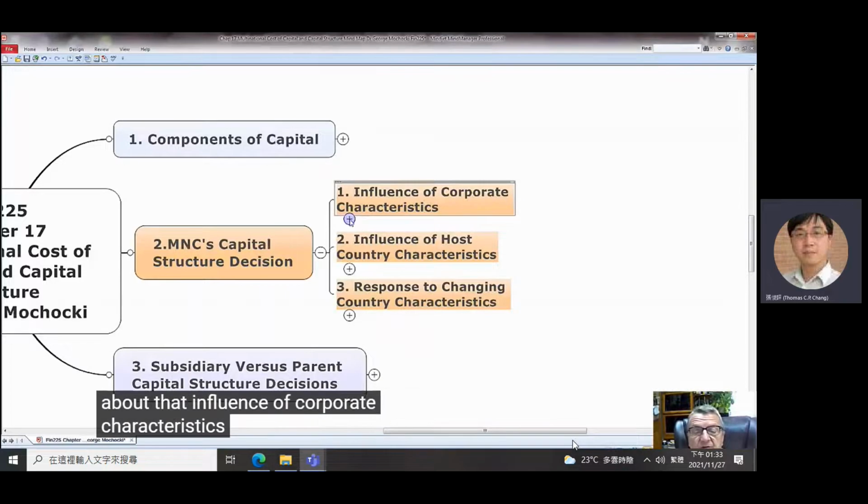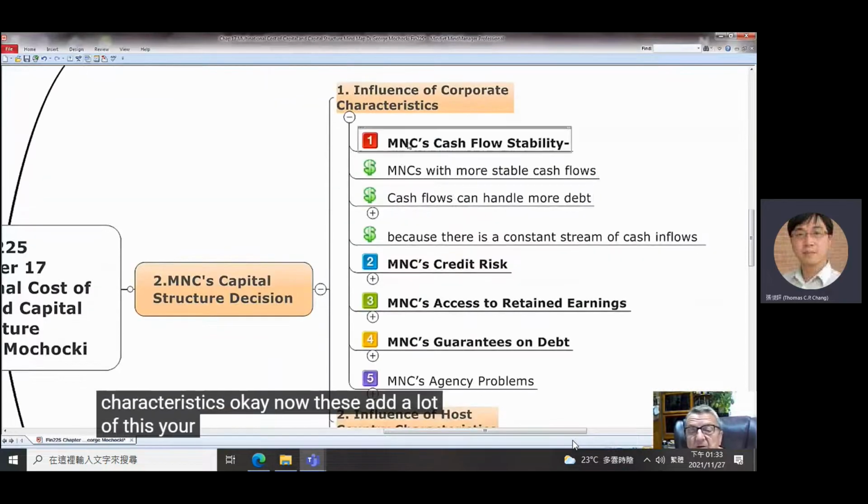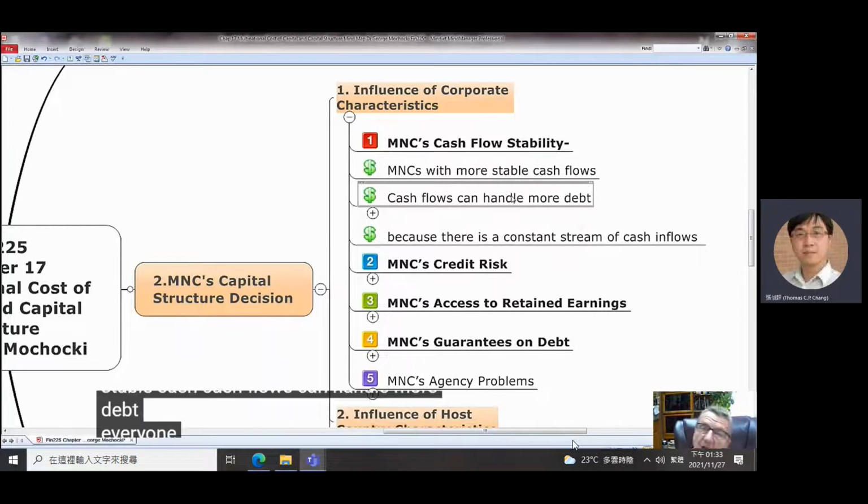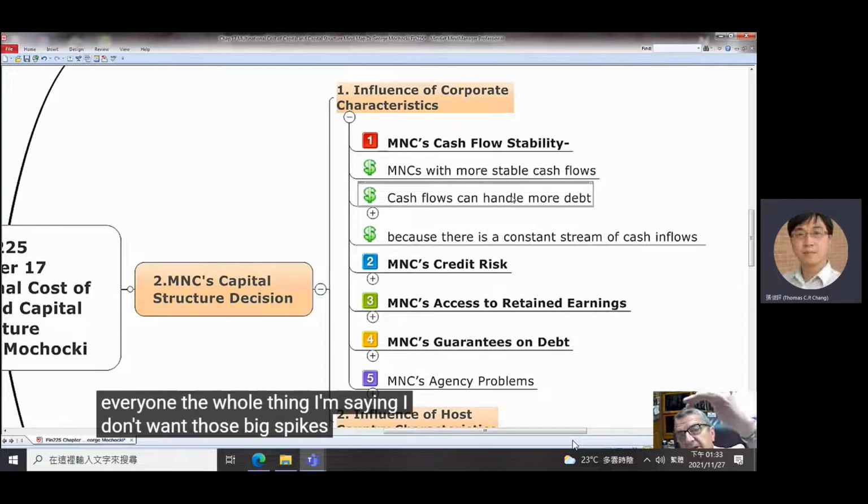Influence of corporate characteristics. Okay, and we've had a lot of this. MNC cash flow stability. One, MNCs with more stable cash flows can handle more debt. And remember, I don't want those big spikes that make a lot of money. I want a constant cash flow, so I always have just the right amount of money to pay my bills, maybe a little extra to make some money. If I get some extra, I don't keep it to the year end. That's not good financial practice.